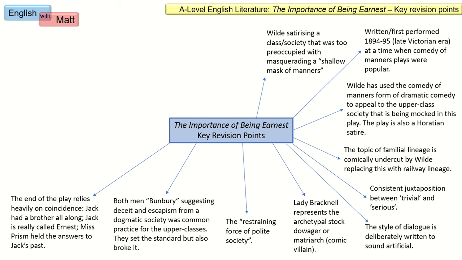Jack really is called Earnest, which is lucky because that's what Gwendolen wants. And Miss Prism, who has been in Jack's employment for years, held the answers all along to Jack's past because it was her that confused the manuscript with the baby. So it's all very coincidental in the end. And when you join that coincidence with the pace of the ending, obviously it sounds very shallow and seems all very kind of superficial at the end. But of course, that's the point. It prevents it from having that degree of seriousness.